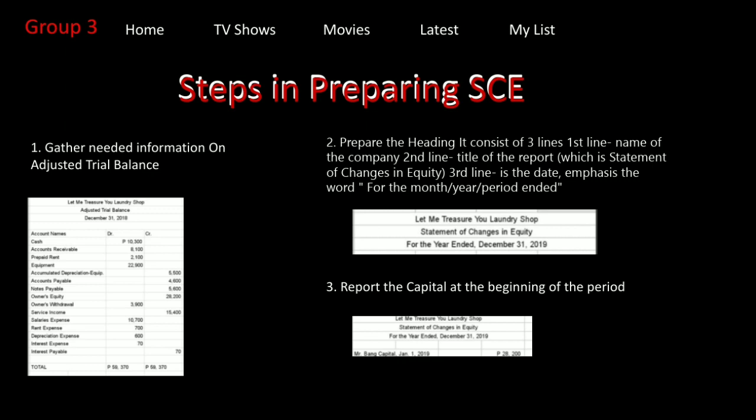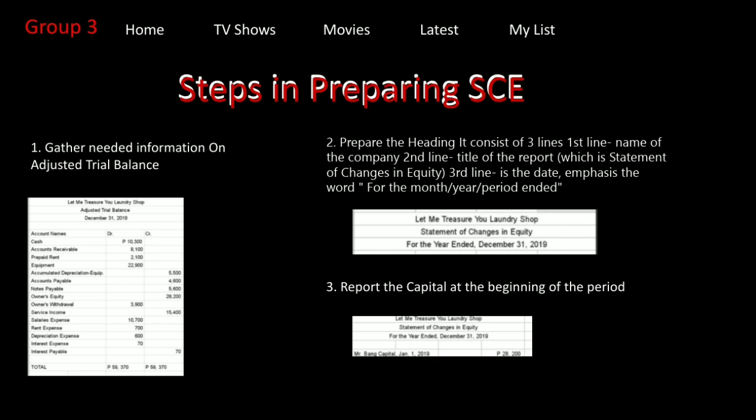The second step is to prepare the heading. It consists of three lines. The first line is the name of the company. According to our example, Let Me Treasure You Laundry Shop is the name of the company. The second line consists of the title of the report, which is the statement of changes in equity. The third line is the date. We need to emphasize the word "for" the month, year, or period ended. So in our example, for the year ended December 31, 2019.